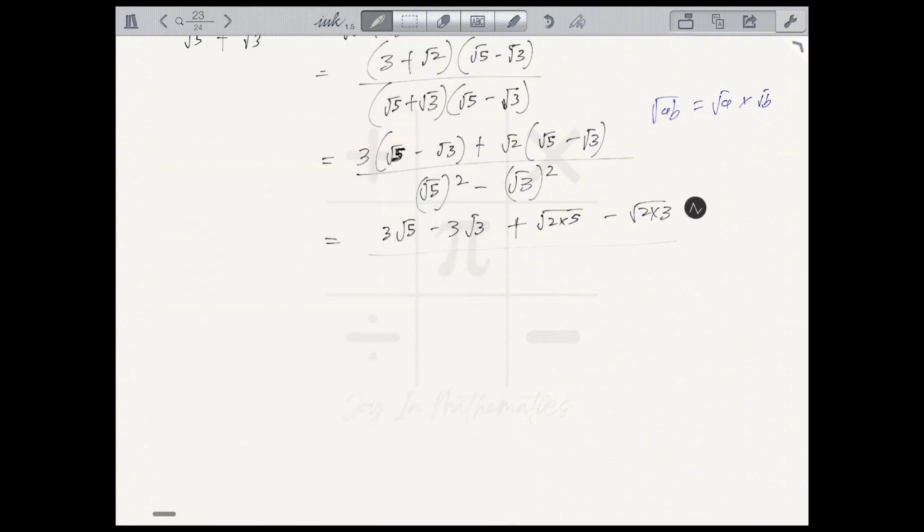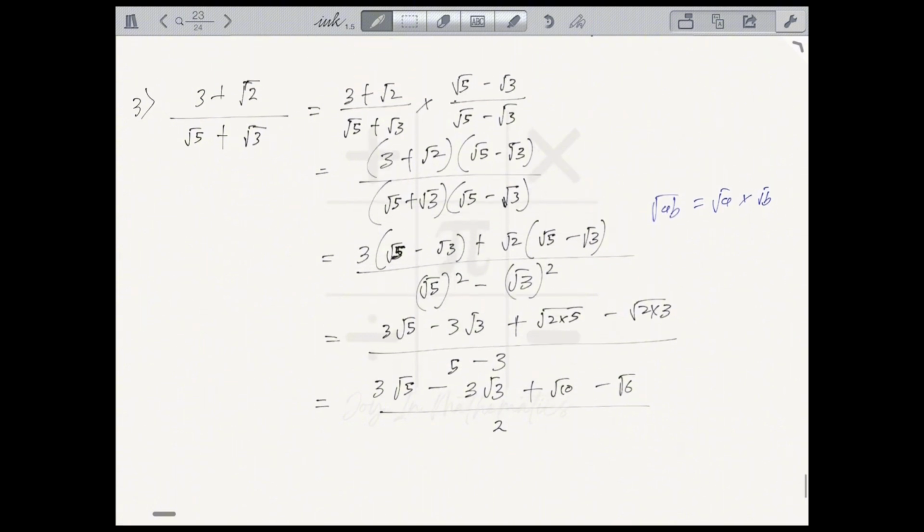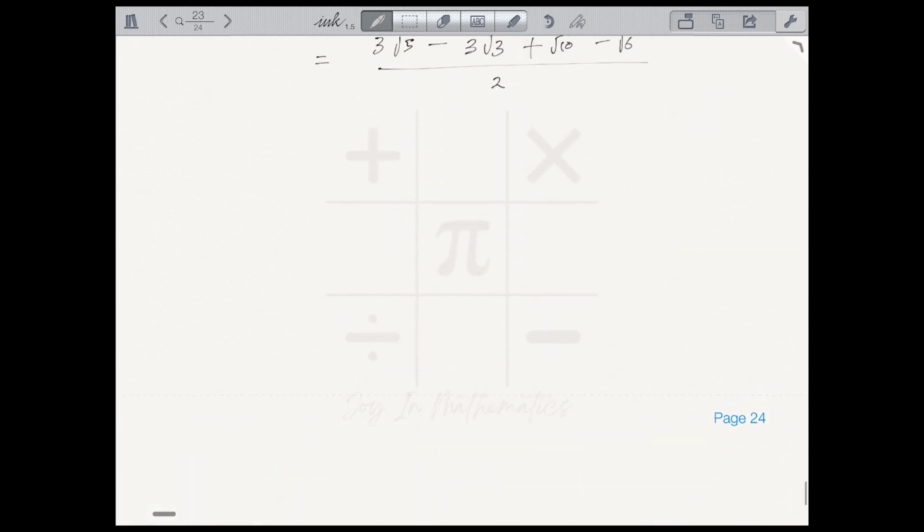However, our denominator will give us 5 minus 3. So in essence, we are going to have 3 root 5 minus 3 root 3 plus root 10 minus root 6, all divided by 2. So yes, this is our final answer. The whole essence is to ensure that we don't have surds at the denominator, or we have a whole number at the denominator. Now we cannot simplify this further because all are in basic form and they cannot be added together. Now let's take one more example on this topic.